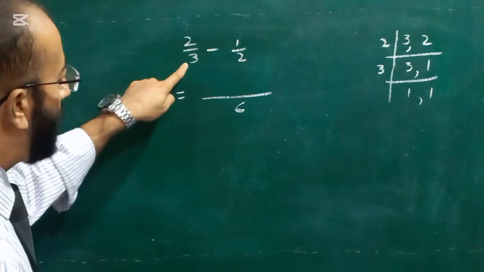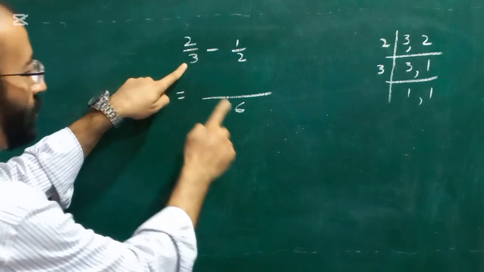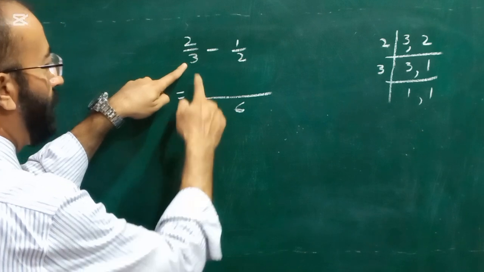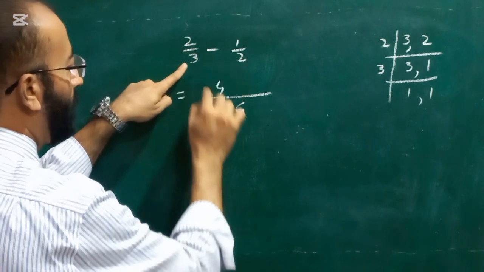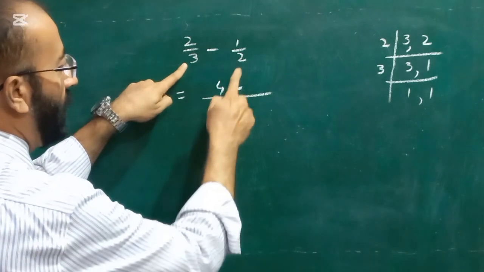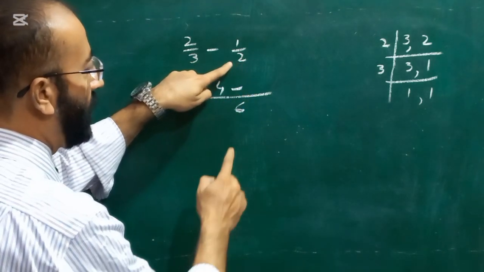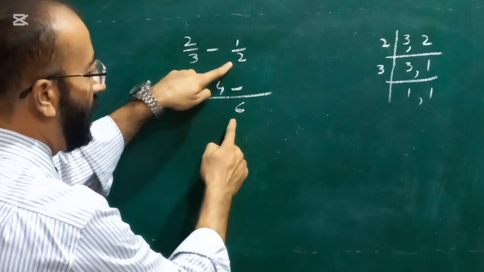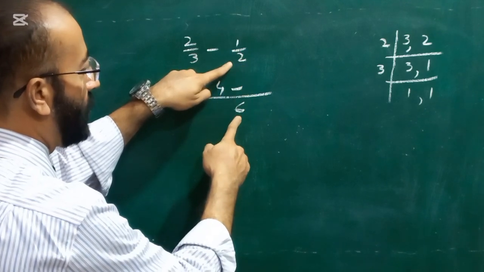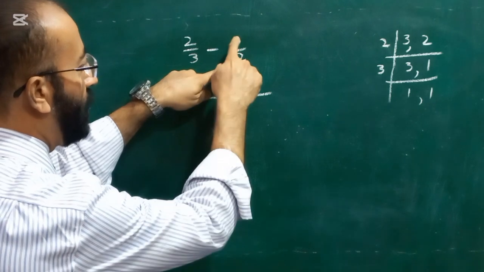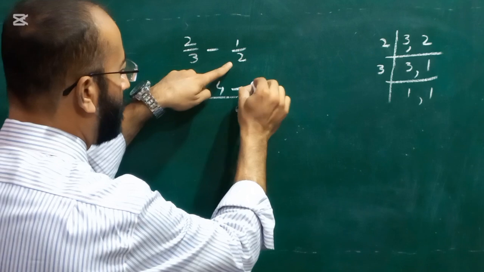Now we will read the table of the denominator of the first fraction up to the number where 6 will come. So 3 twos are 6, and that 2 will be multiplied with the numerator of the same fraction. So 2 twos are 4. This minus sign will remain as it is. Now we will read the table of the denominator of the second fraction up to the number where 6 will come. So 2 threes are 6. So now that 3 will be multiplied with the numerator of the second fraction. So 3 ones are 3.